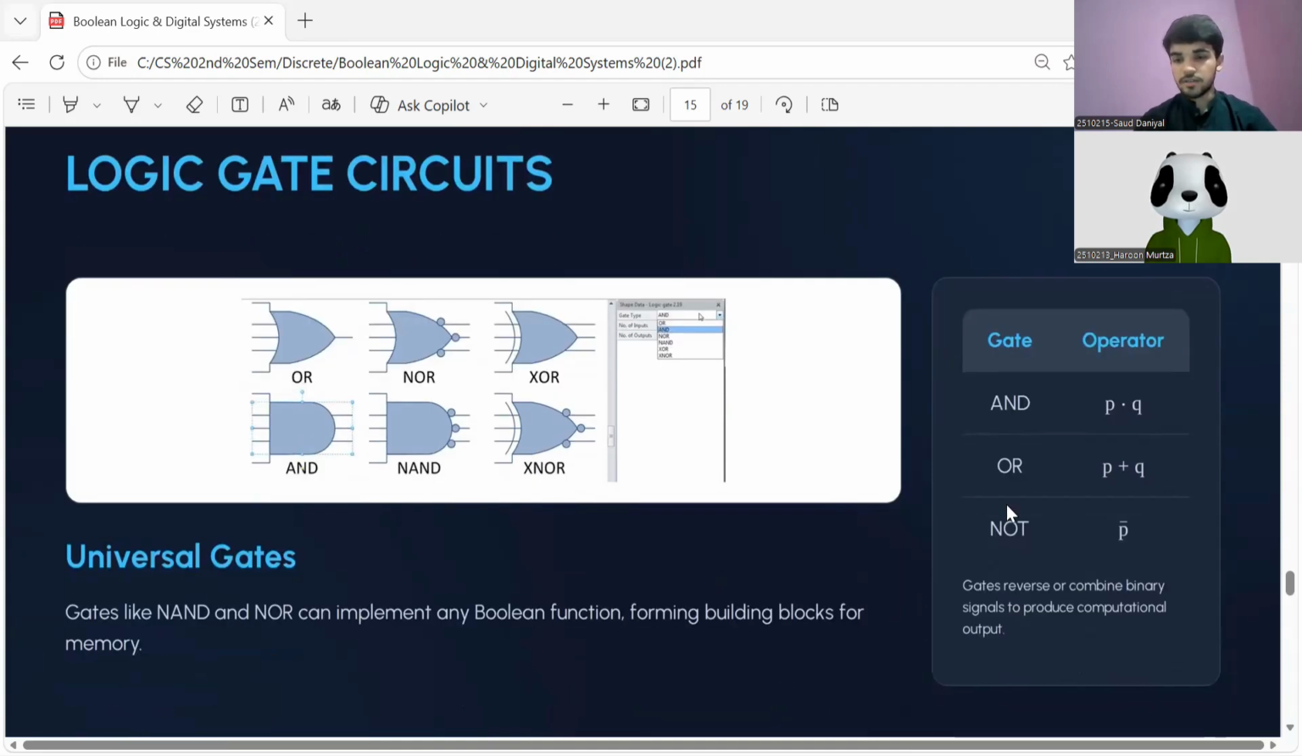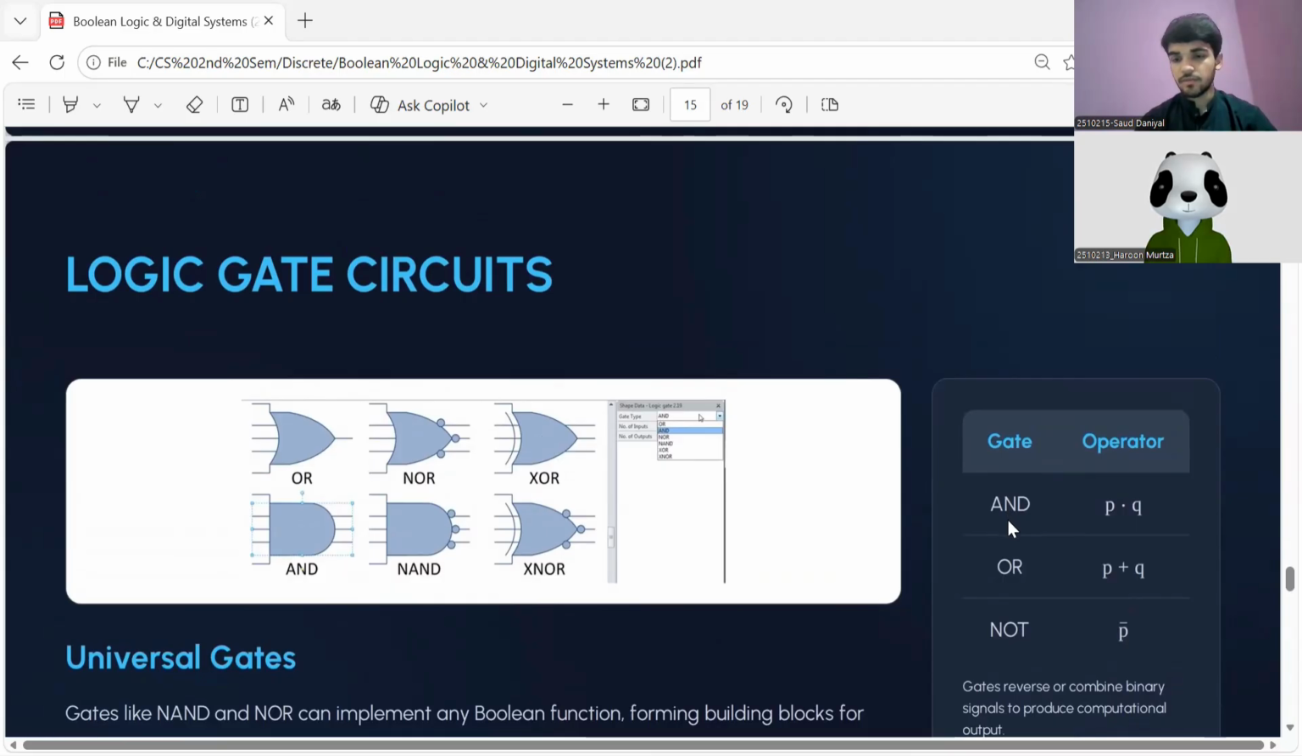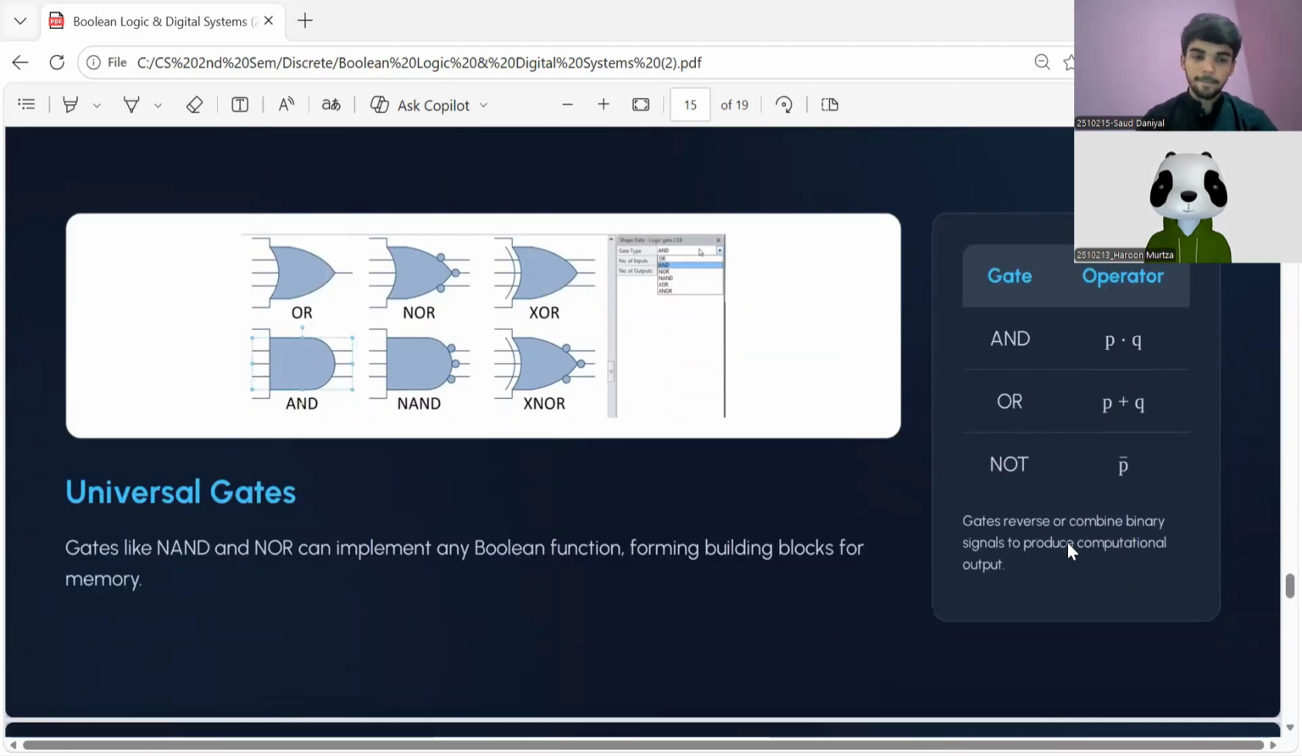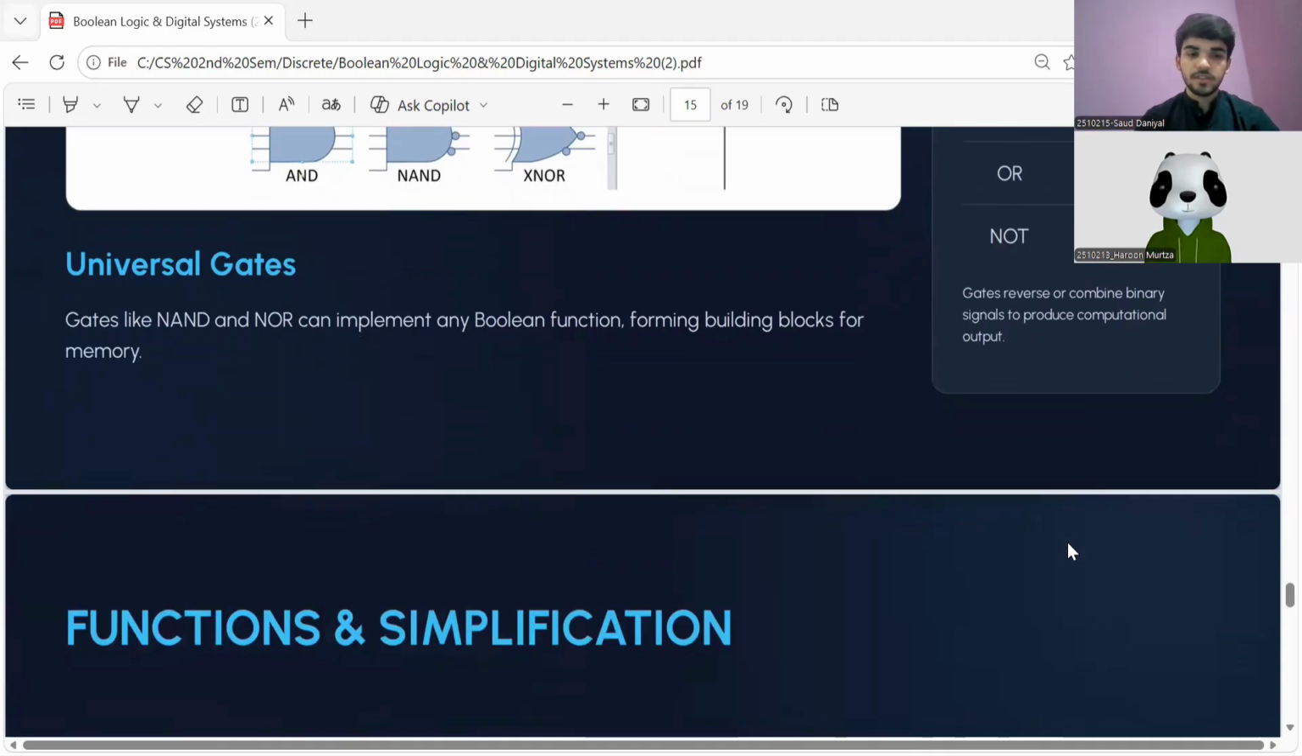Then we have the symbols and operators. For the AND gate, we have the dot operator, which means P and Q. For the OR gate, we have the plus operator, which means P or Q. And for the NOT gate, we have a complement operator, which inverts the input. Then we have universal gates: the NAND gate and NOR gate. By combining the basic gates AND and NOT, we can make the NAND gate, or we can combine NOT and OR to make the NOR gate.